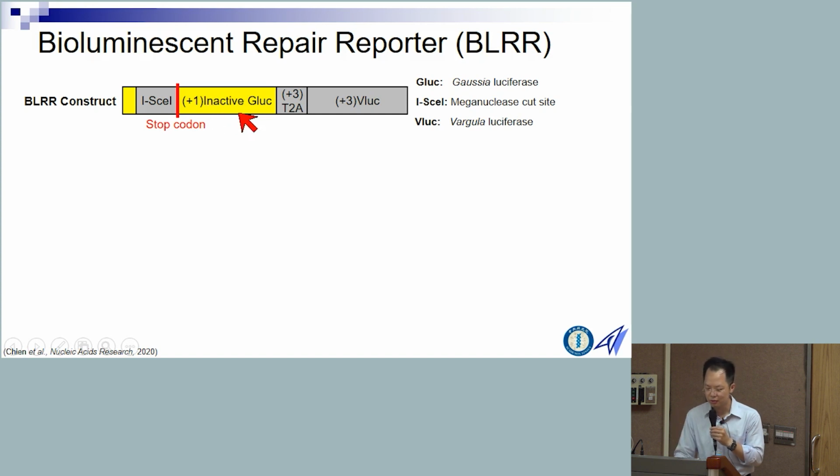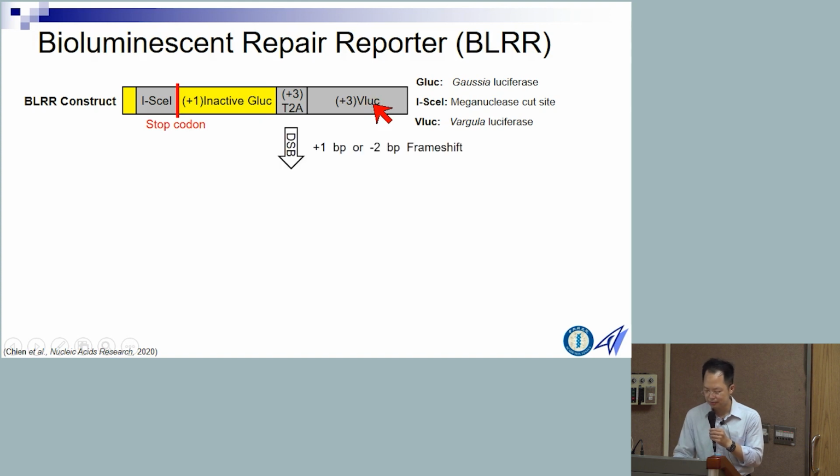So what we did right here is we have a Gaussian luciferase, but it's inactive. In the middle of it, we have a meganuclease SCE1 cut site with a premature stop codon. Downstream of it, we have a T2A with vargular luciferase. It's another type of bioluminescence that also emits signal when treated with a substrate.